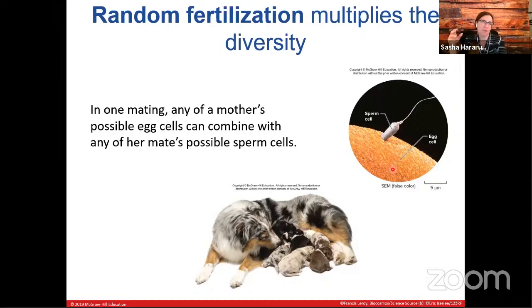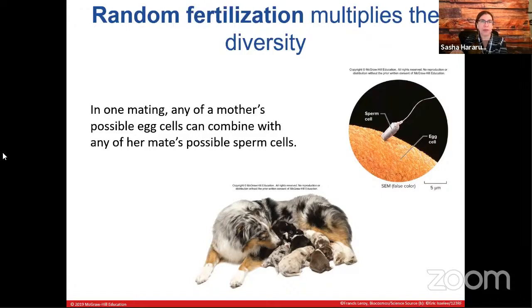But this egg cell has more than 8 million possibilities of what genes are going to be carried in it. Similarly, in sperm cells, there are more than 8 million possibilities of what kind of genes are going to be carried in the sperm cell. This random fertilization, this egg being fertilized by a random sperm cell, is another way genetic diversity is created. So the bottom line is there are lots and lots of possibilities of what kind of genetic makeup the offspring will have.